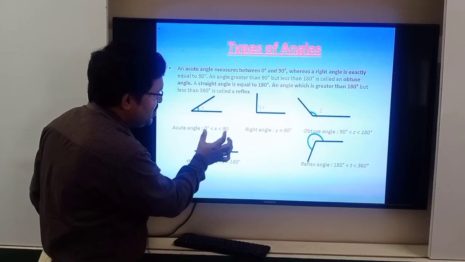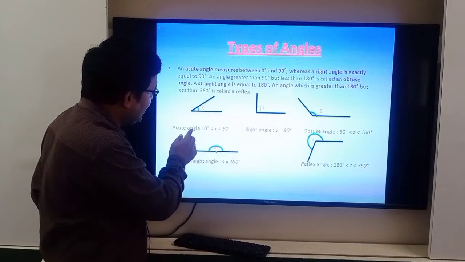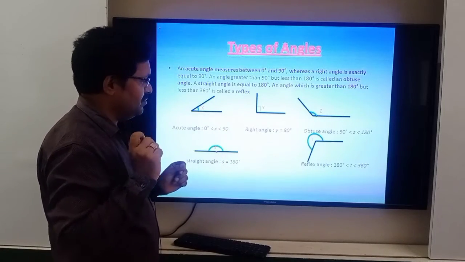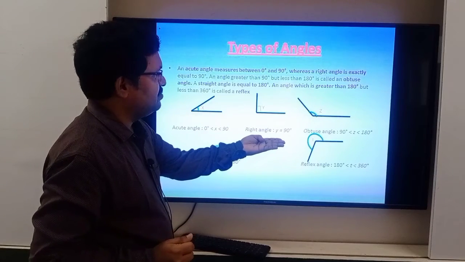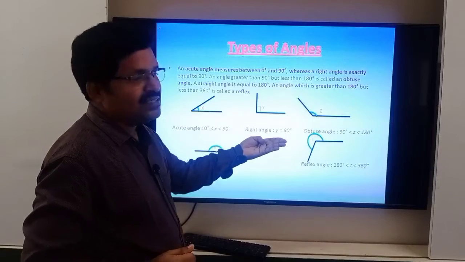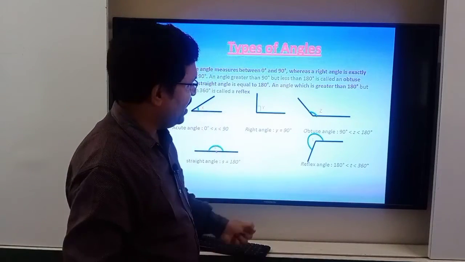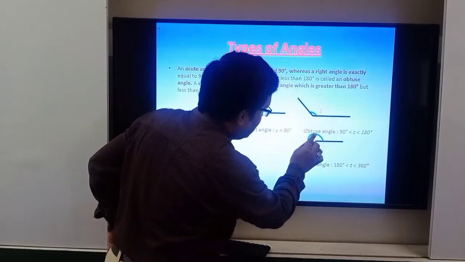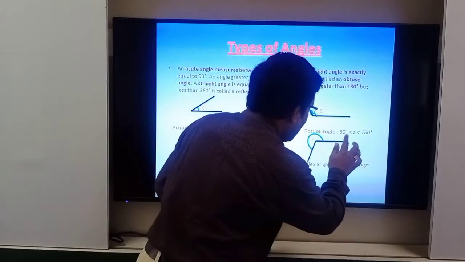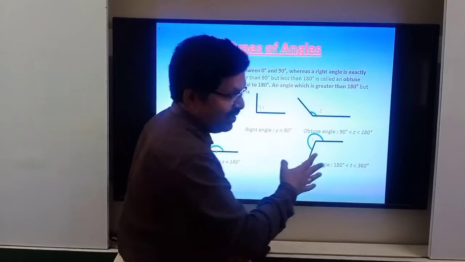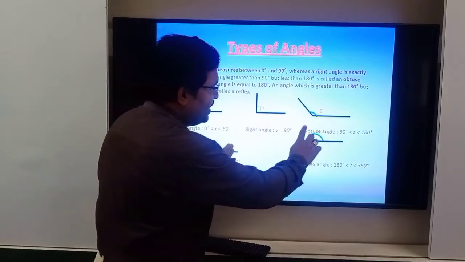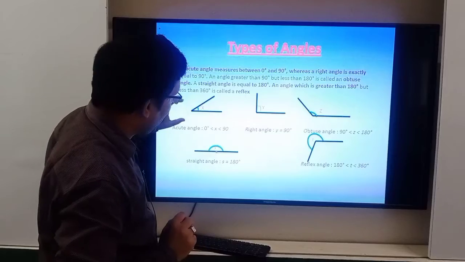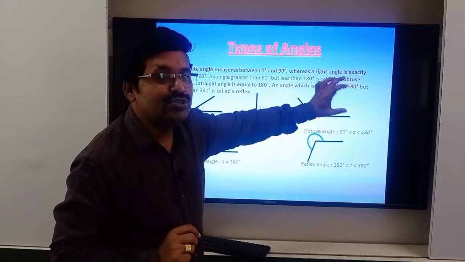Acute angle is between 0 and 90 degrees. An angle which is between 0 degrees and 90 degrees is called an acute angle. And you know right angle. A right angle is an angle with 90 degrees, you know that. And obtuse angle. Like that. So it is an obtuse angle, more than 90, less than 180. Acute angle, right angle, obtuse angle.